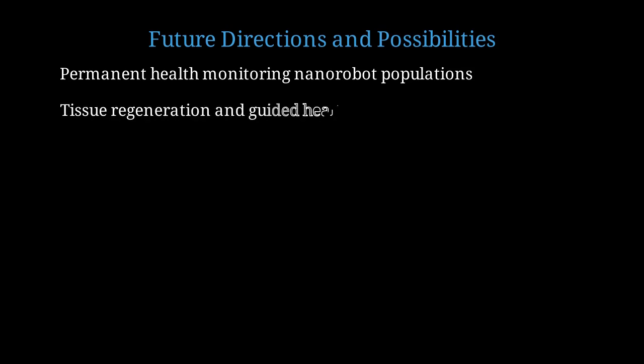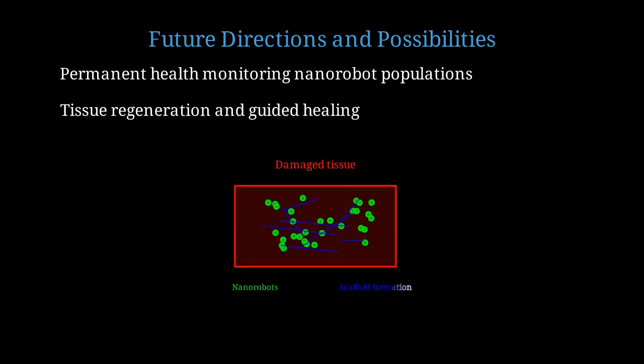Nanorobot swarms could guide tissue regeneration after injury by delivering growth factors, removing debris, forming temporary scaffolds, and modulating the immune response to optimize healing. Nanorobots swarm to damaged tissue, clear cellular debris, and assemble into temporary scaffolds that guide cell migration and tissue reorganization, accelerating recovery.